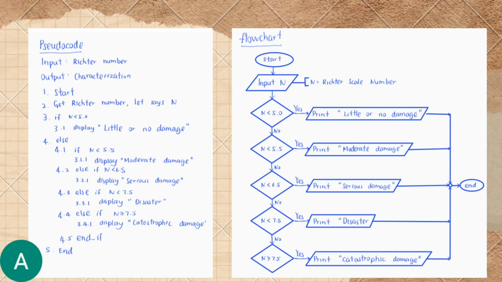If n is smaller than 5.5, then yes, print moderate damage. And if n is smaller than 6.5, print serious damage. If n is smaller than 7.5, print disaster. And the last one is n is higher or equal to 7.5. Then print catastrophic damage, ending the flowchart right here.